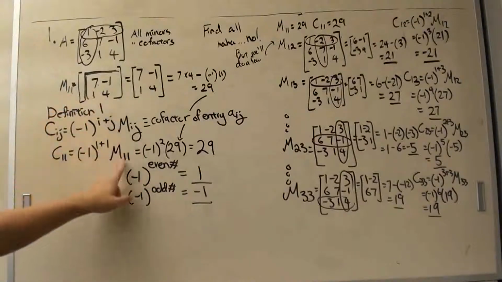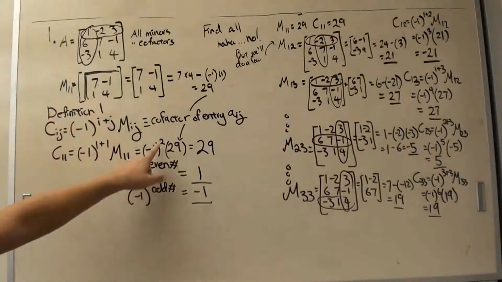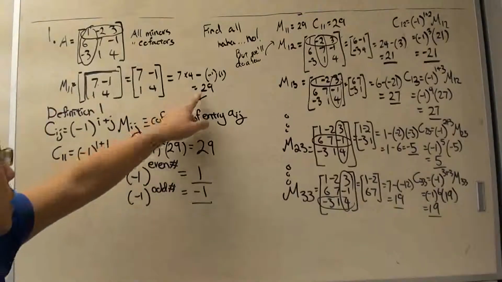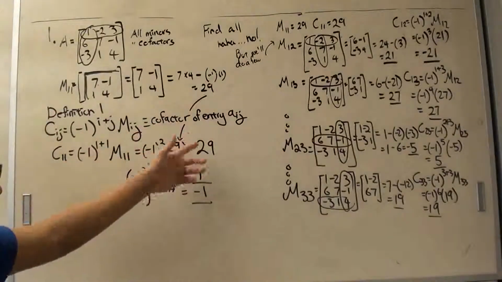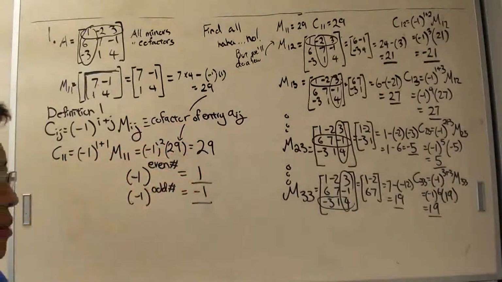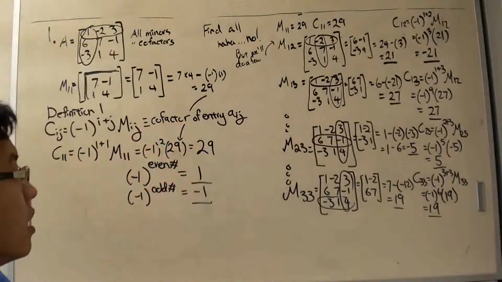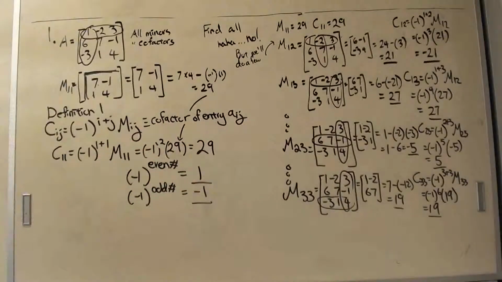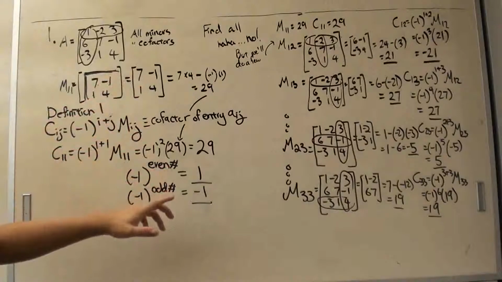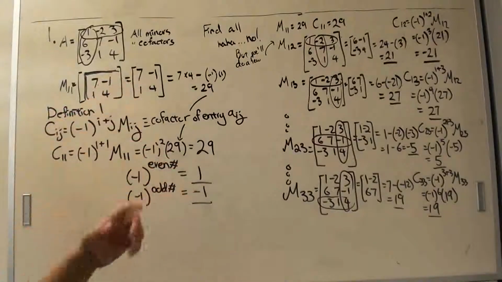Keeping up with M11, that's going to be -1 to the power of 2 because it's 1 plus 1. M11 we already calculated as 29, so that's 29. Because -1 to the power of 2 is a positive number, it's not going to change the sign. That's all there is. Just for 1 to 4, just do it until you're comfortable showing these, and after that you're good to go. It's not rocket science.